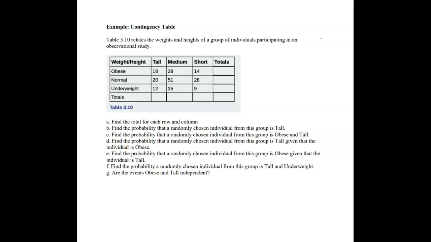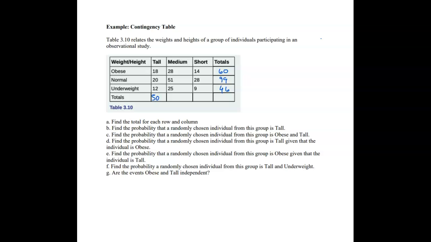So we add across. A calculator is useful. 18 plus 28 plus 14, we get 60 for the total of obese. 20 plus 51 plus 28, we get 99 for the total of normal weight. And 12 plus 25 plus 9 is 46. Right. Now the totals for the columns, the talls, we get 50 in total.